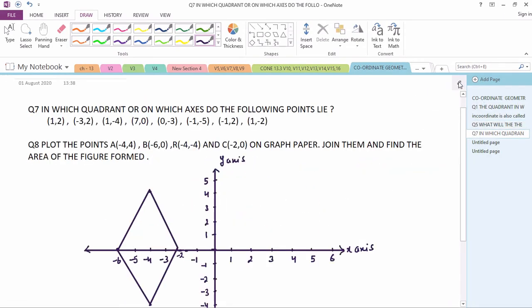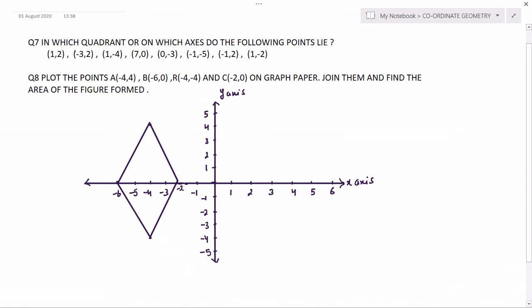Now this is question number 7. In which quadrant or on which axis do the following points lie? This is a very simple question, and these kinds of questions definitely come in the exam, so let us do it fast. (1, 2): both are positive, so it is in the first quadrant. I am writing the answer below the question. (-3, 2): -3 is here, 2 is here, so it is in the second quadrant. (1, -4): x is positive and y is negative, so it is in the fourth quadrant.